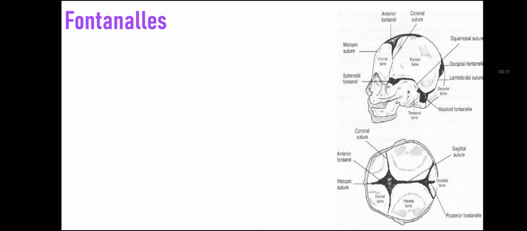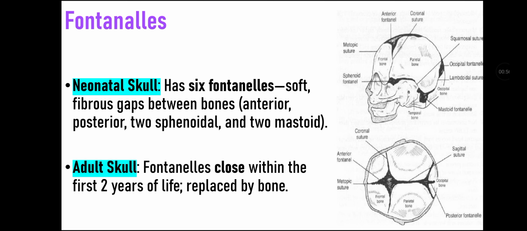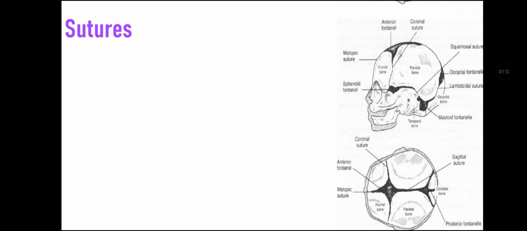Third difference is fontanelles. In neonatal skull, it has 6 fontanelles that are soft fibrous gaps between bones. They are anterior, posterior, sphenoidal, and mastoid fontanelles. So there are overall 6: one anterior, one posterior, two sphenoidal and two mastoid fontanelles. In adult skull, the fontanelles close within the first 2 years of life, replaced by bone.